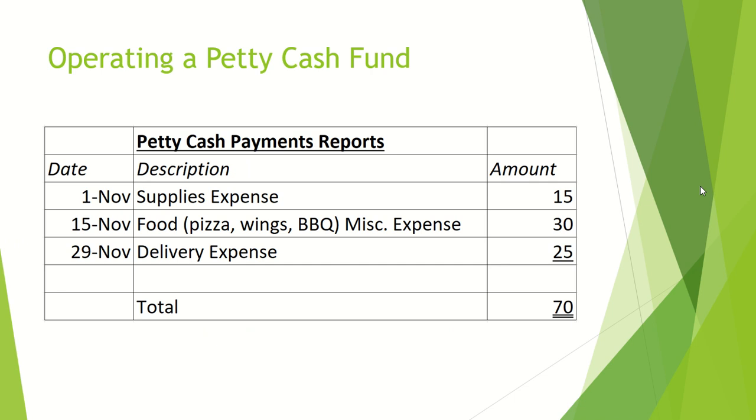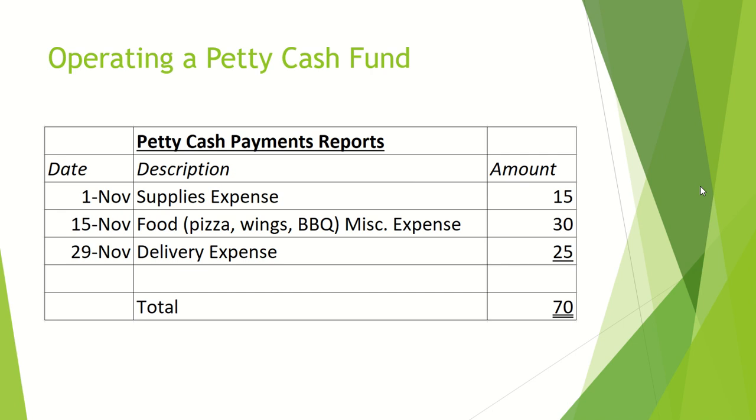Now, operating a petty cash fund. From that $75, you can just assume, for example, that the $75 is stored in a safe. The petty cash custodian stored that $75 in a safe.